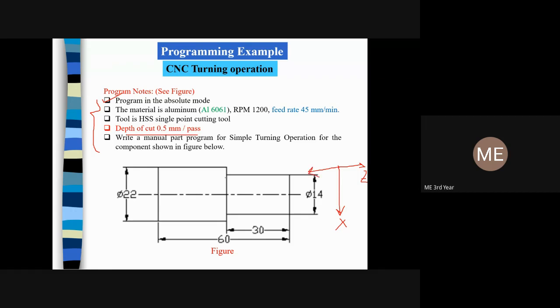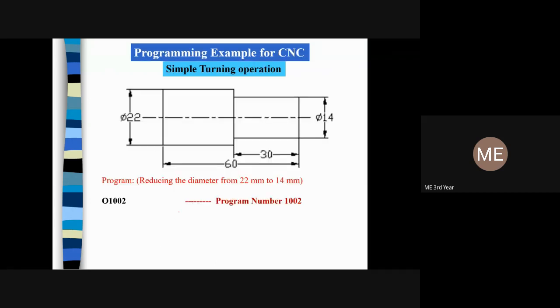So what is our main purpose? Our purpose is to reduce the diameter, which is initially 22, and the length is 60. From the 22 millimeter, up to a certain length, that is 30 millimeter, we want to reduce the diameter in a turning operation by 14 millimeter. Okay, how will we do that? So this is the sequence number of the part program, and this is the billet size you can write.